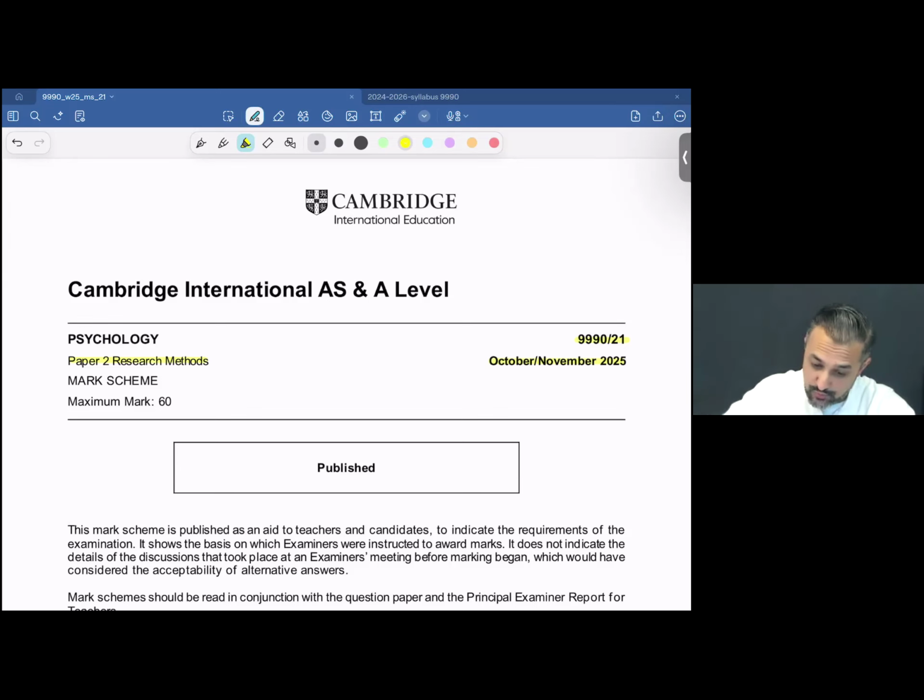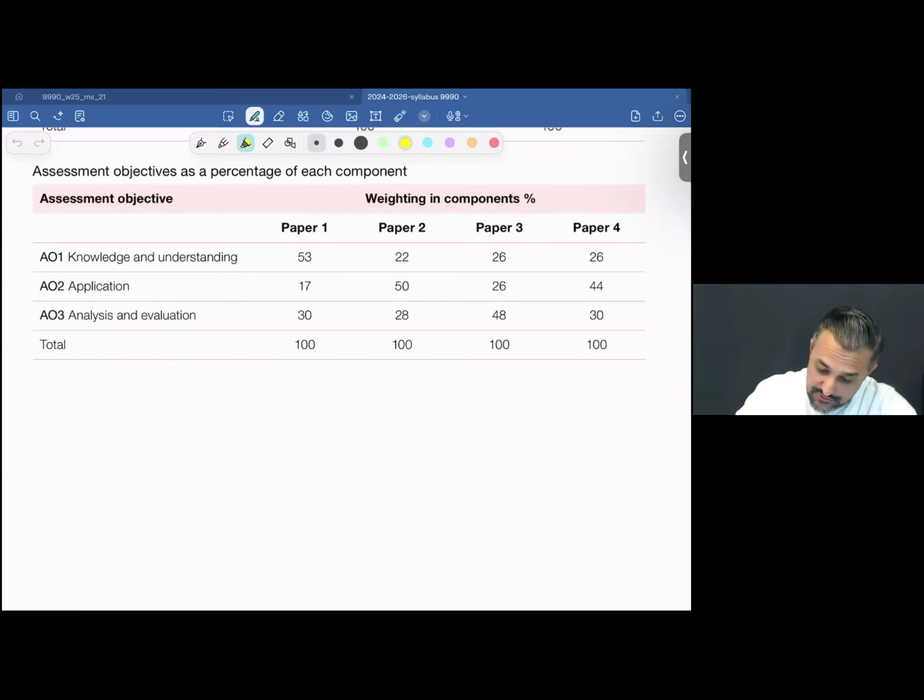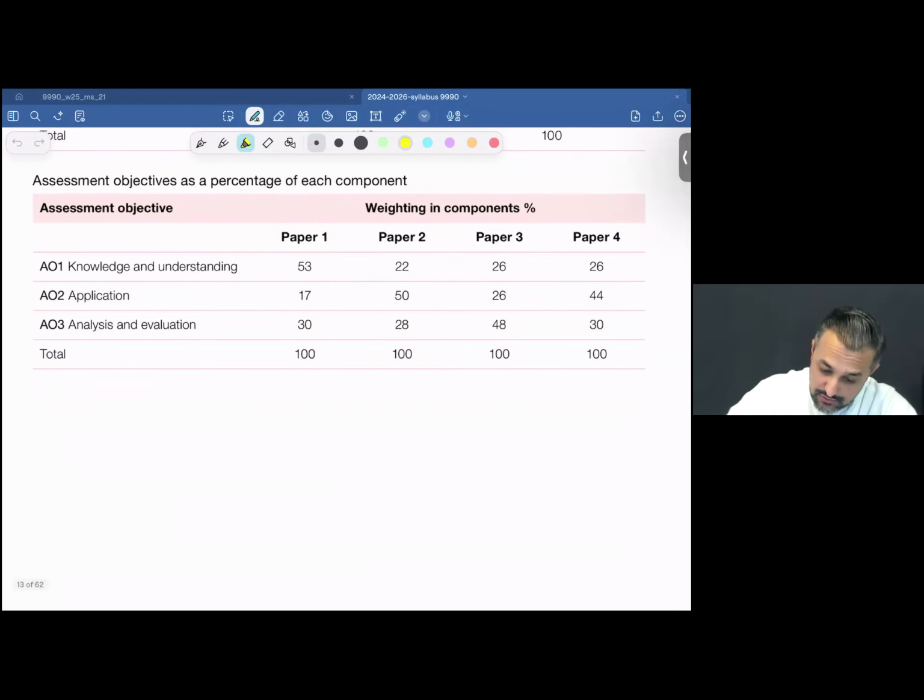I would want everyone to know that. Let me just remind you, just in case you've forgotten. Our papers are tested on the basis of assessment objectives, and there are three core assessment objectives that we have, and they're named AO1, AO2, AO3.